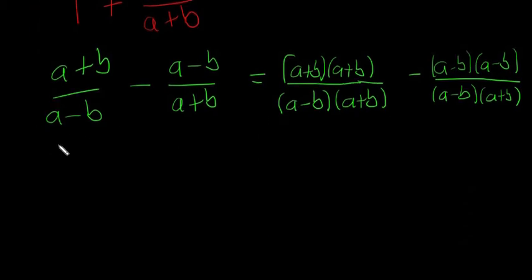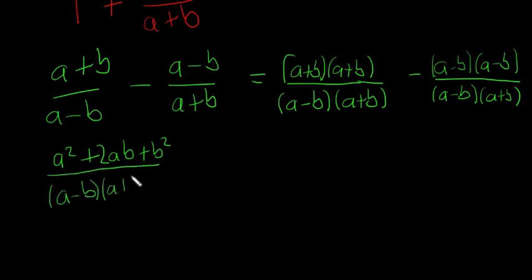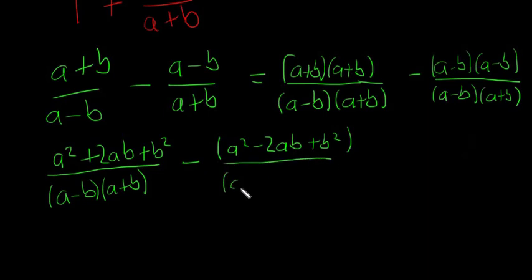Okay, so this is going to be A plus B, no, sorry, I'm going to multiply it out like I said. So this is going to be A squared plus 2AB plus B squared, because if you work out all of that squared, you get this as a result. A minus B and A plus B, minus, and on the top here I'm going to keep it in brackets, I'll explain that in a second, A squared minus 2AB plus B squared, all over A minus B and A plus B.